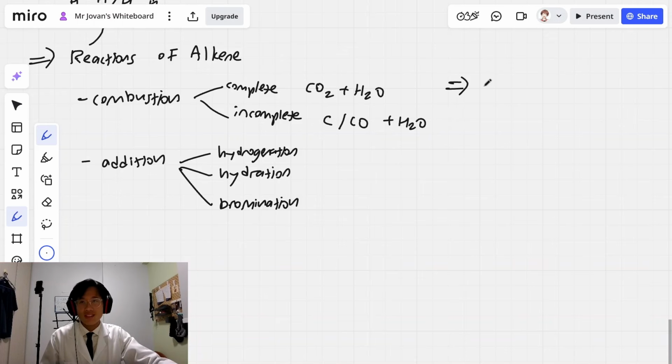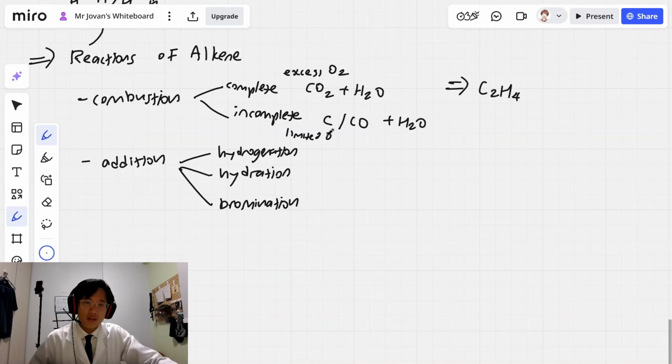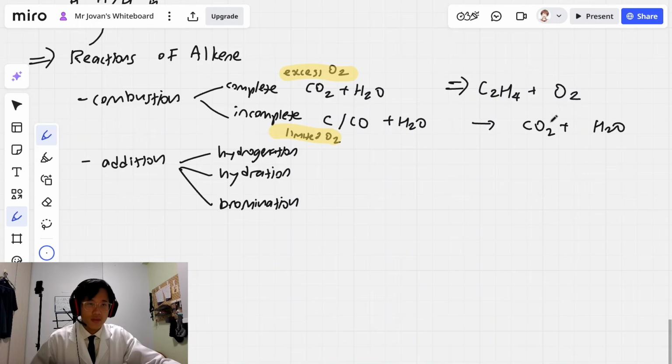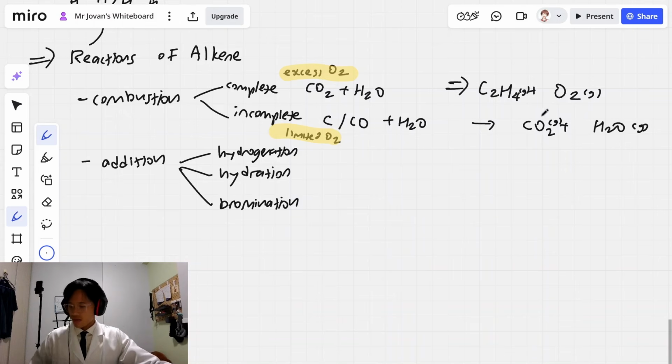We're going to use the simplest alkene for this example, C2H4. Remember when I say complete, it means it has excess O2. Incomplete, limited O2. Do take note. So, if I have excess O2, what do I get? CO2 and H2O. Remember the state symbols. Ethene exists as a gas too. Now, I want you to balance this. So I'm going to just do a quick one for you. This is complete combustion.